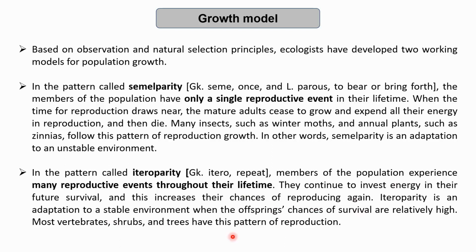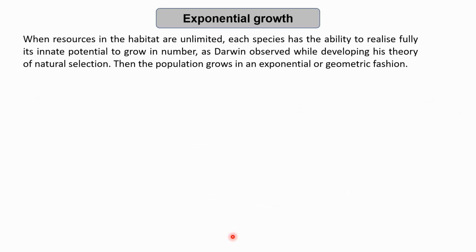So these different organisms follow different patterns of growth, and based on these observations and considering the natural selection principles in mind, ecologists have developed two working models, as I mentioned. The first one is the exponential growth model. As the name suggests, when the resources are unlimited and each species has the ability to realize fully its innate potential to grow in number, as Darwin observed while developing his theory of natural selection, then the population grows in an exponential or geometric fashion.